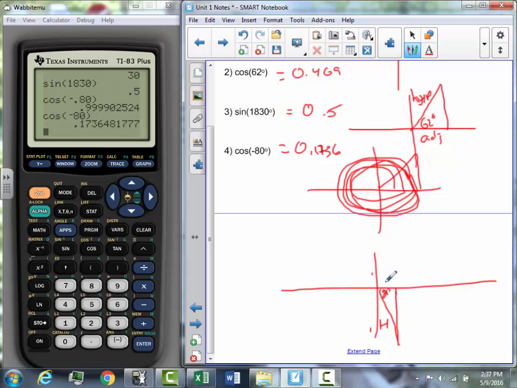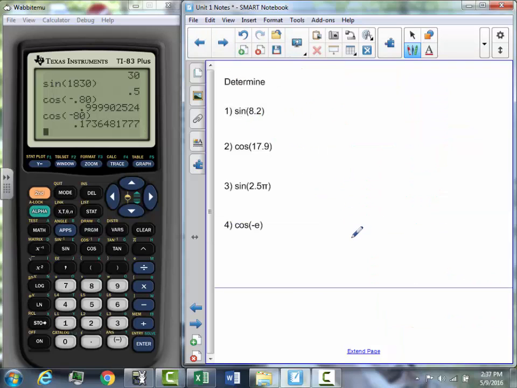Here's the hypotenuse. Here's the adjacent. Hopefully you guys would agree that the adjacent is very small compared to the hypotenuse. How small is it? 0.173 compared to the hypotenuse. That makes sense? So cosine and sine are just operations on numbers.